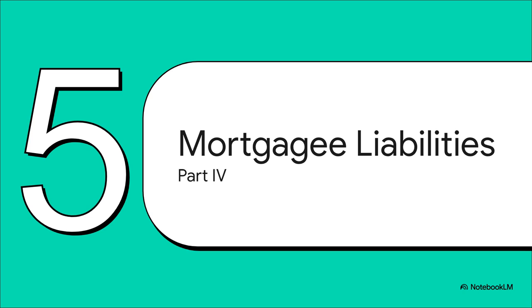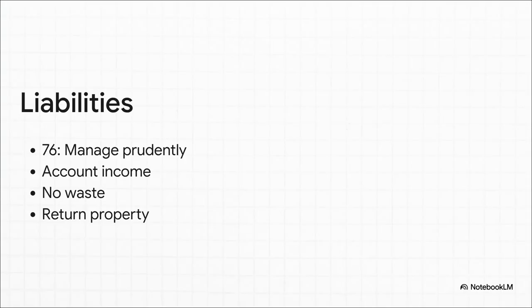Almost there. Part 4. Liabilities of Mortgagee. Point 1. Duty to manage prudently, Section 76. They must act as a prudent owner. Point 2. Duty to account. They must account for the income received. Point 3. Duty not to commit waste. They cannot damage the property. Point 4. Duty to return property on redemption. They must restore possession and documents.